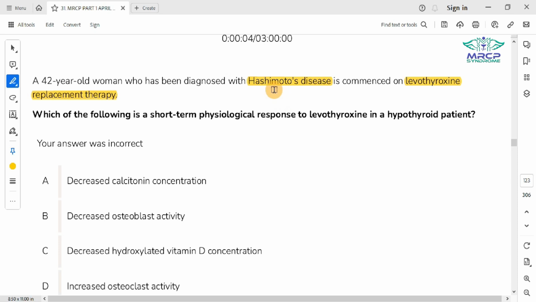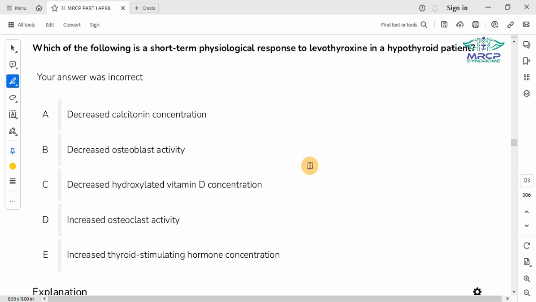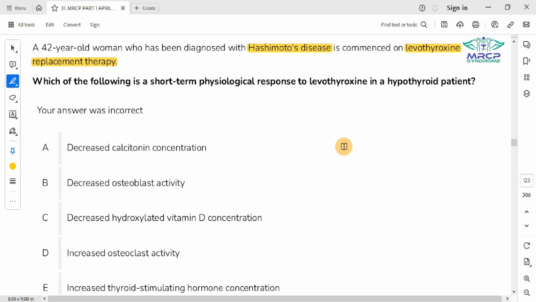Which of the following is a short-term physiological response to levothyroxine in a hypothyroid patient? Decreased calcitonin concentration, decreased osteoblast activity, decreased hydroxylated vitamin D concentration, increased osteoclast activity, increased thyroid stimulating hormone concentration. A 42-year-old woman diagnosed with Hashimoto's thyroiditis is commenced on levothyroxine replacement therapy. What is the short-term physiological response to levothyroxine in a hypothyroid patient?